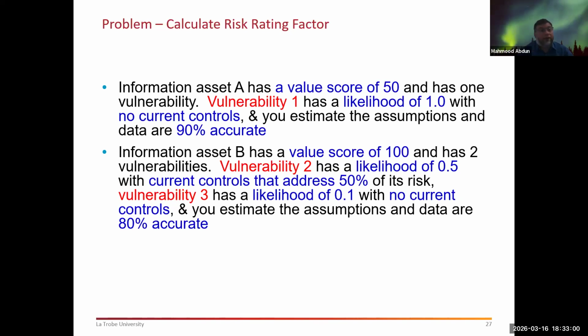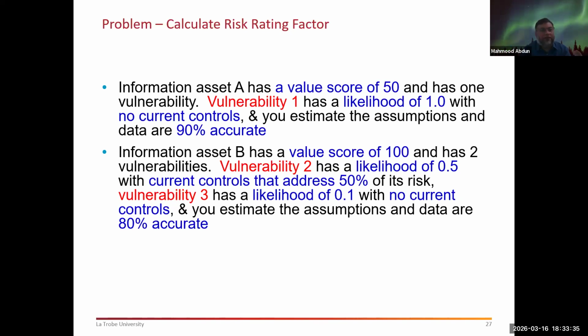Anyway, what we're saying is that there is an estimate of your assumptions of how accurate the estimation is. And this is 90% accurate. What is the 90% we're talking about? We are talking about, let's say, this valuation of 50. Maybe it could be plus minus 10, right? So maybe the value could be between 40 and 60. So that's your range of certainty. Or it could be your likelihood. Maybe the likelihood is 90%, not 100%.